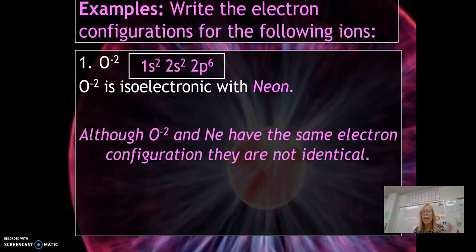And although they have the same electron configuration, they are not identical, especially from a chemical reactivity point of view. So that's an important thing to keep in mind.